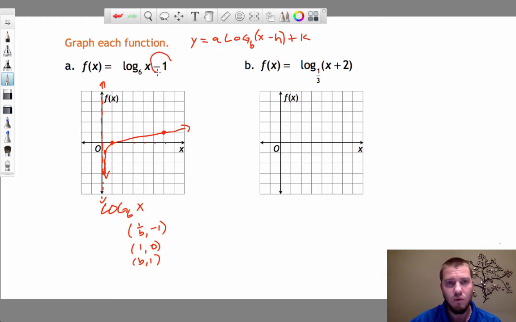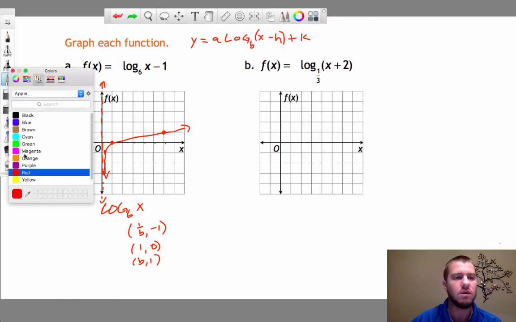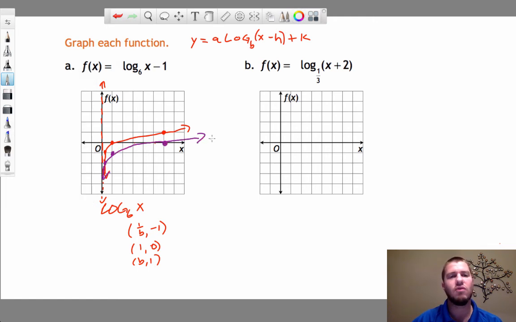Now you have to understand, is that my h or my k? Because it's not in the parentheses, it really is my k. So all these points are going to be shifted down 1. And the graph of this one is going to look like this purple one. This is my new graph.